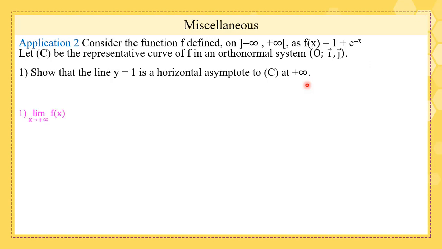Well, in this case, we need to find the limit at plus infinity, and we expect the answer to be 1. Now, what is the limit of such a quantity? e to the power minus infinity is 0, and this is 1, so the answer is 1. And from here, we can tell that y equals 1 is a horizontal asymptote.